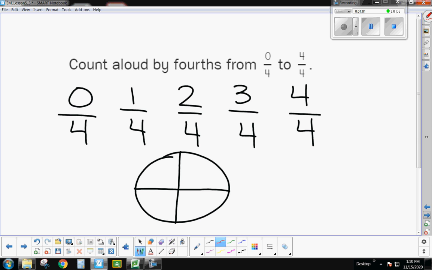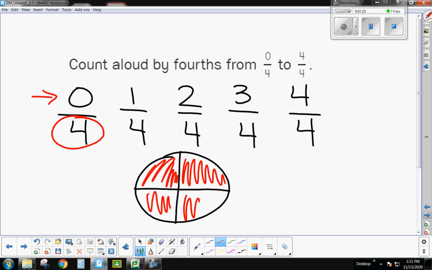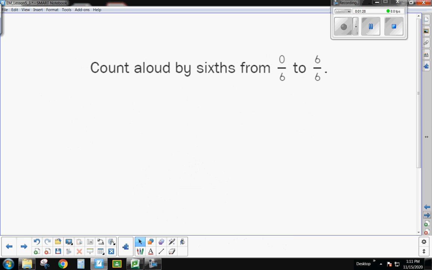So 0/4 would be, remember, if I divide this pizza up into 4 equal parts and 0 are shaded, this is what my circle would look like. And now 1/4 would be 1 out of 4 shaded. 2/4 would be 2 out of 4 shaded. 3/4 and 4/4.